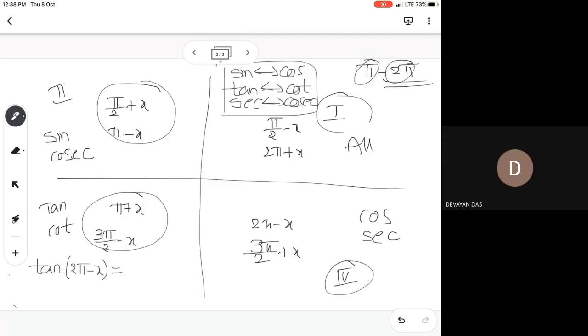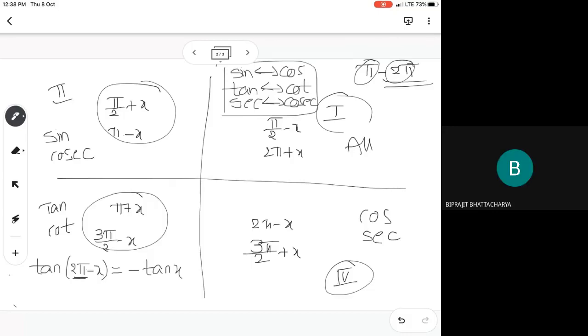Yes, sir. Minus cot x. Minus tan x. Not minus cot x, minus tan x. Here, it comes in the second quadrant. Yes, which quadrant does it come in? Second quadrant. 2 pi minus x.